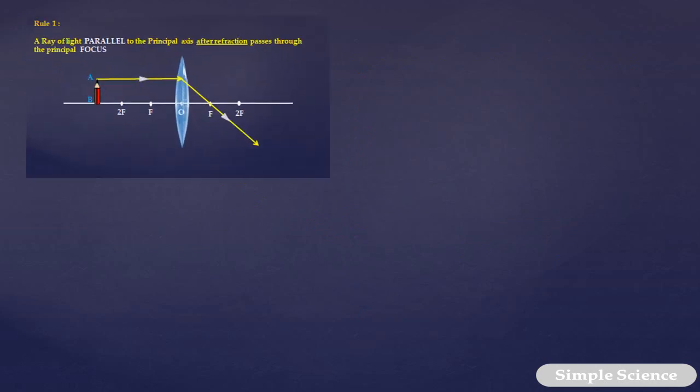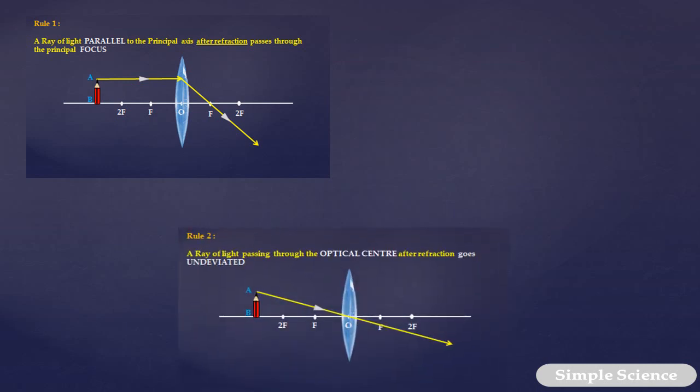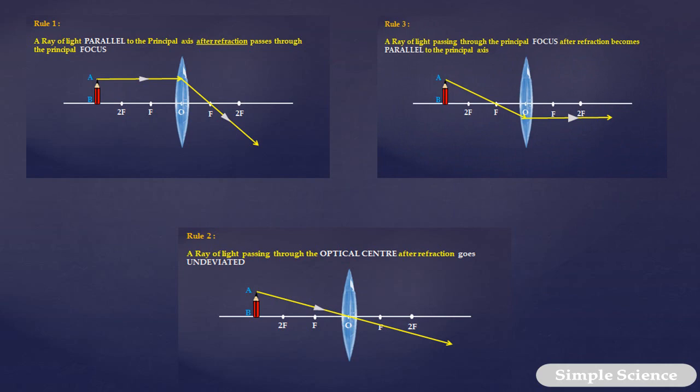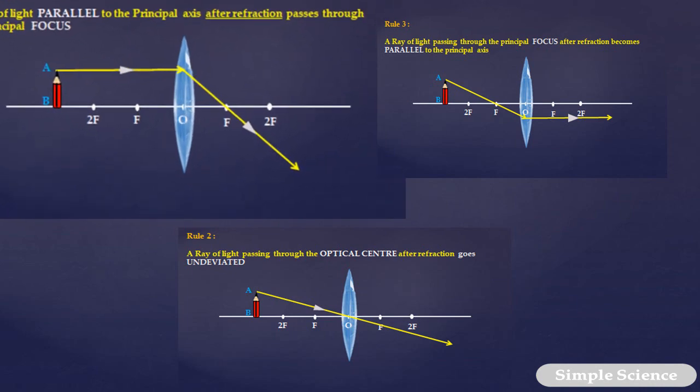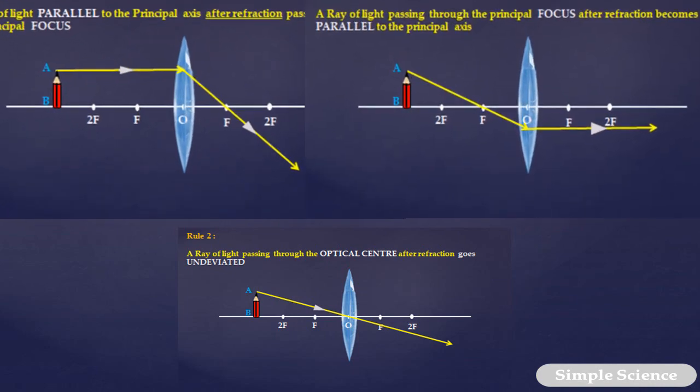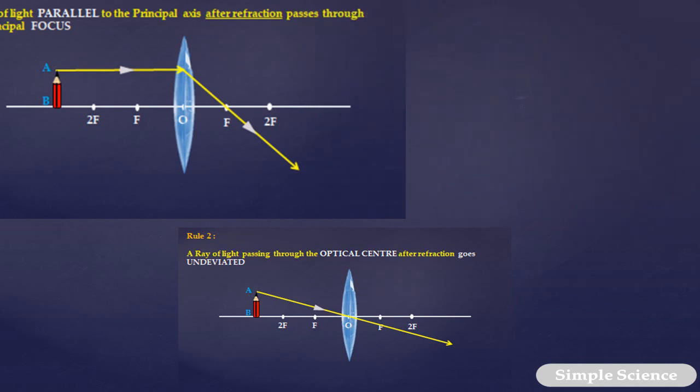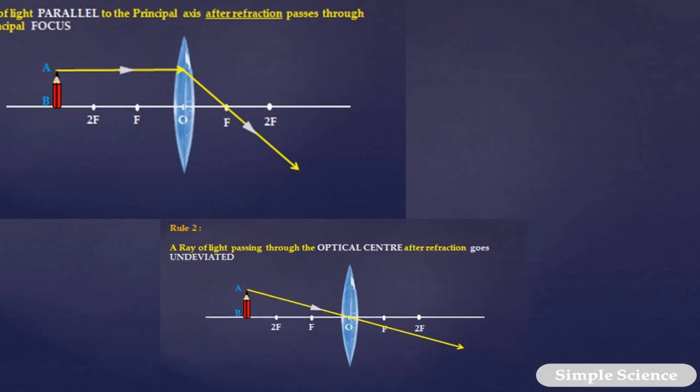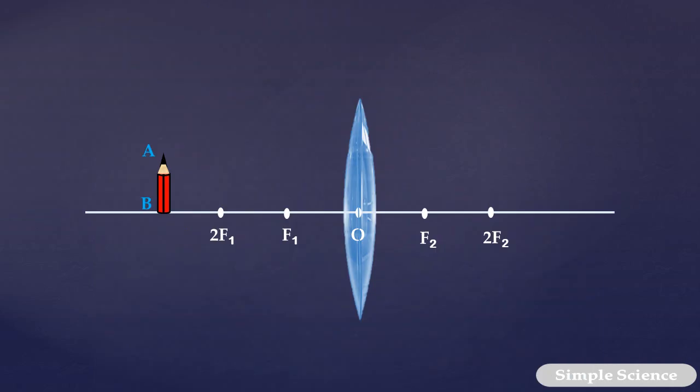Now, first rule is a ray of light parallel to the principal axis after refraction passes through focus. Second rule says that a ray of light passing through the optical center after refraction also goes undeviated. And the third rule says that a ray of light passing through focus after refraction becomes parallel to the principal axis. So if you check rule 1 and rule 3, they are just the reverse of each other. We are going to use only these two rules, first and second rule, to locate the image. So we'll take only 2 rays from point A to locate our image. Rule 1 and rule 2.